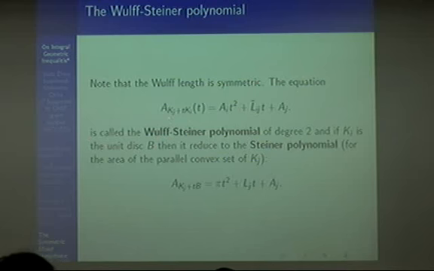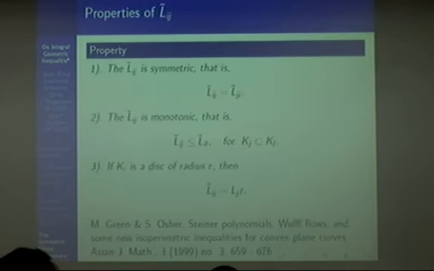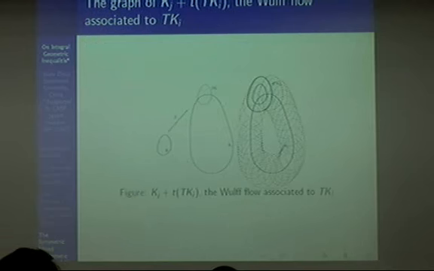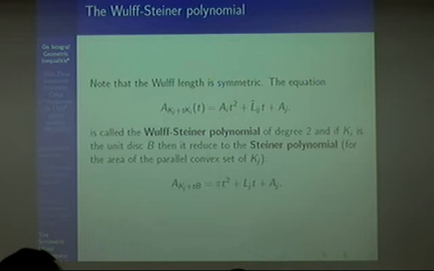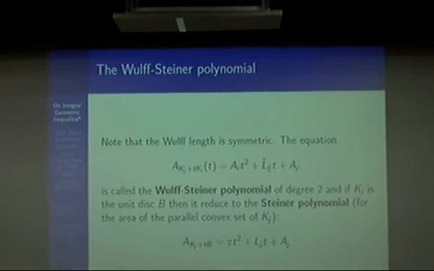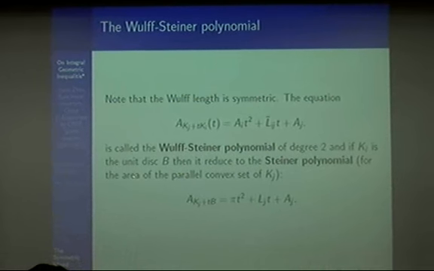The Wolff-Steiner polynomial of Kj. We want to get the area, okay? We want to get the area of this set. This is K plus this translation. We want to compute this area, including the inside, okay? It's called the Wolff-Steiner polynomial of degree 2. And if Ki is a unit disk, then this reduces to the Steiner polynomial.